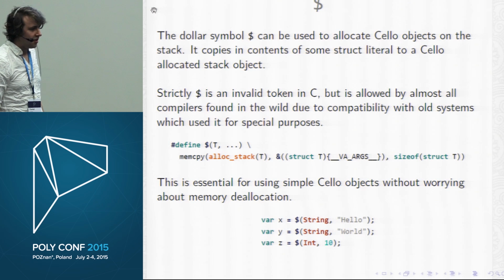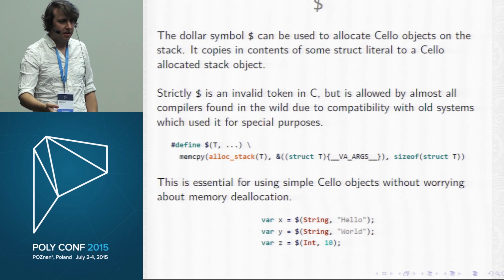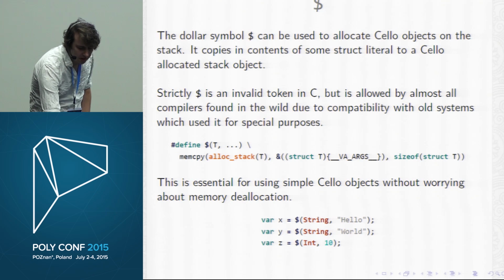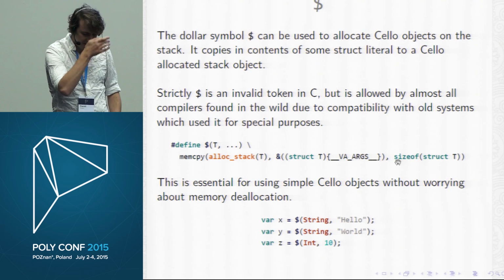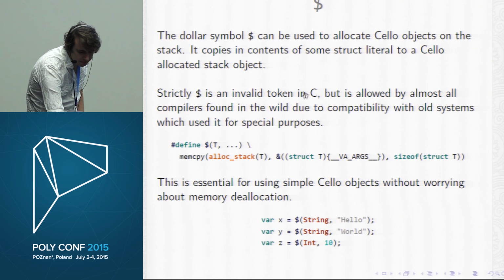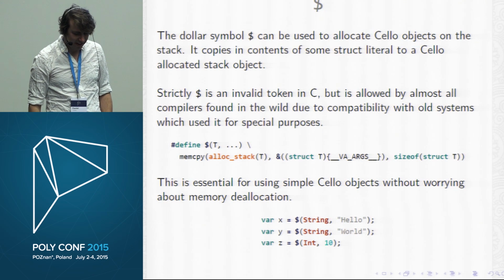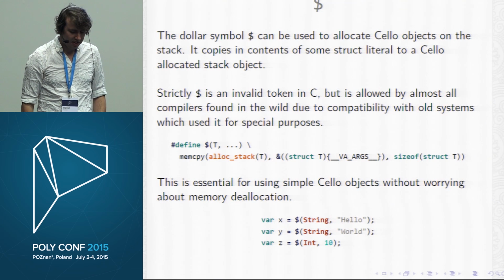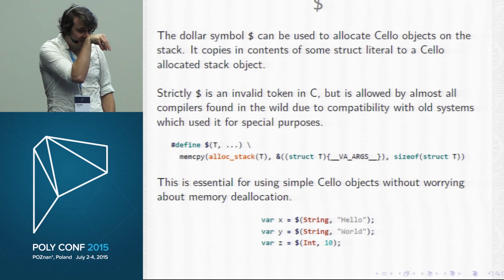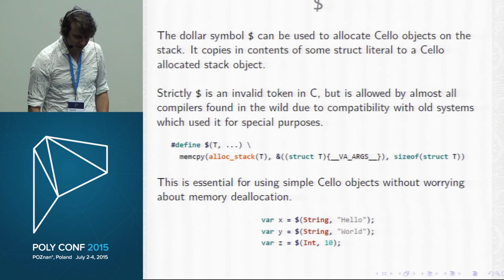So you saw this dollar symbol in the examples. This is basically how we do this allocation on the stack. We do this previous macro to allocate some amount on the stack, and we just copy in some structure, right? So it's just some C literal structure. This is kind of a fun hack because this is not really an allowed token in C, but lots of old systems used it for different weird reasons and different special purposes. So almost all the compilers support it. It's probably not a very clever thing to do, but I think it's fun.